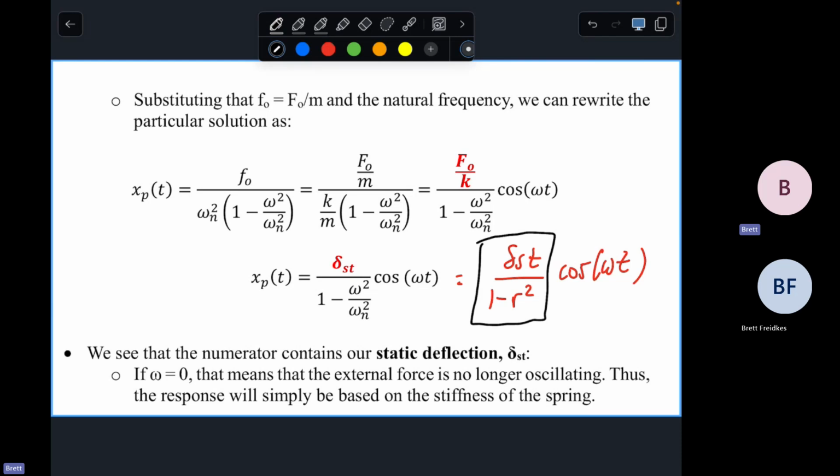I'm going to have to fix this. There's a cosine here, there's no cosine there. I'll fix that later.